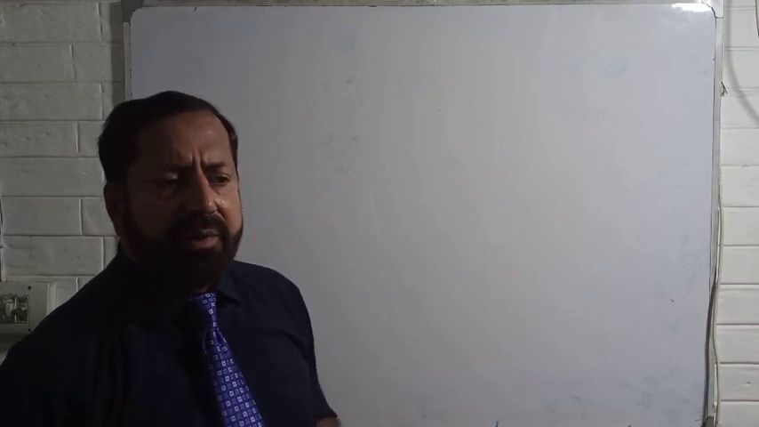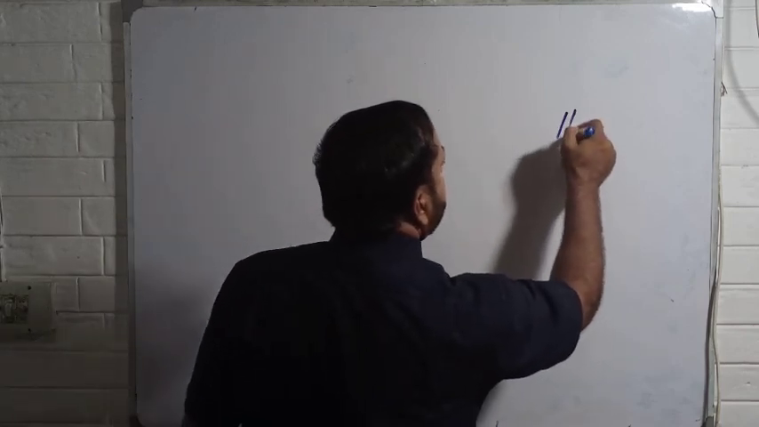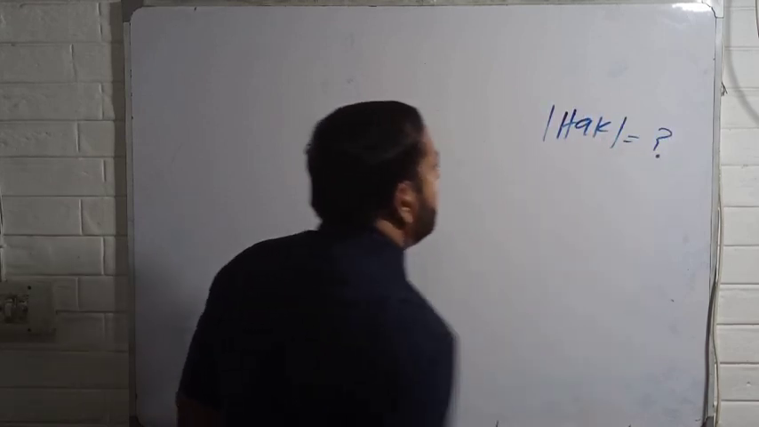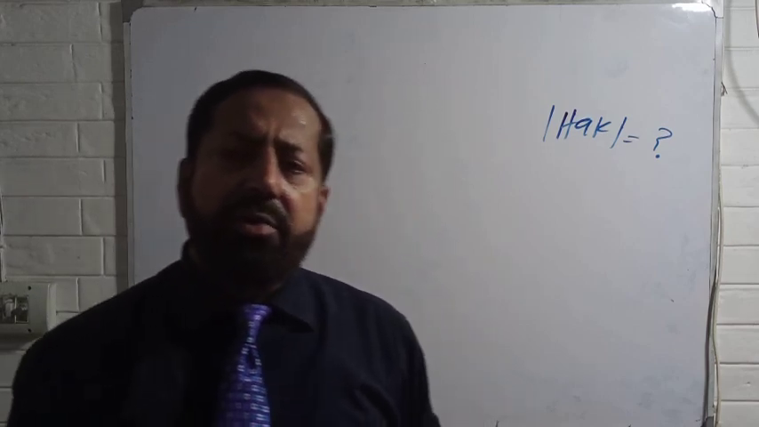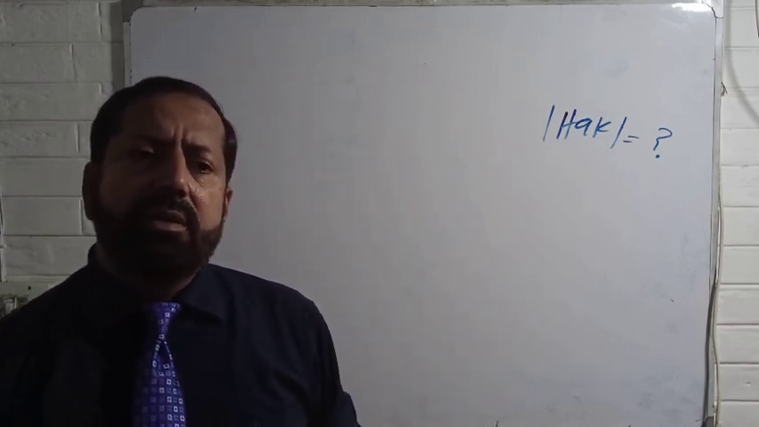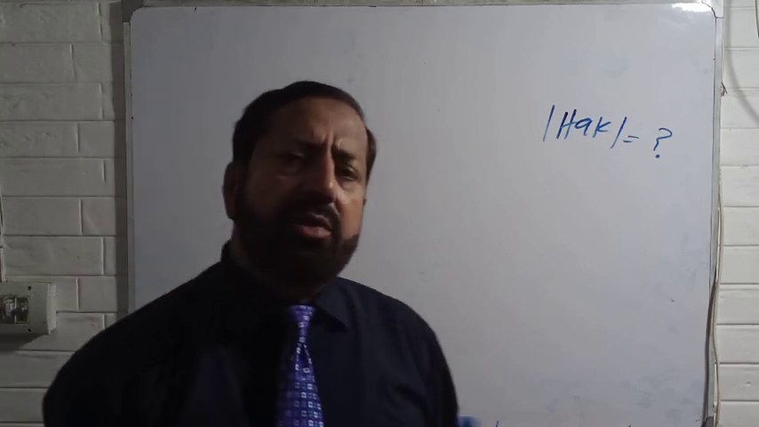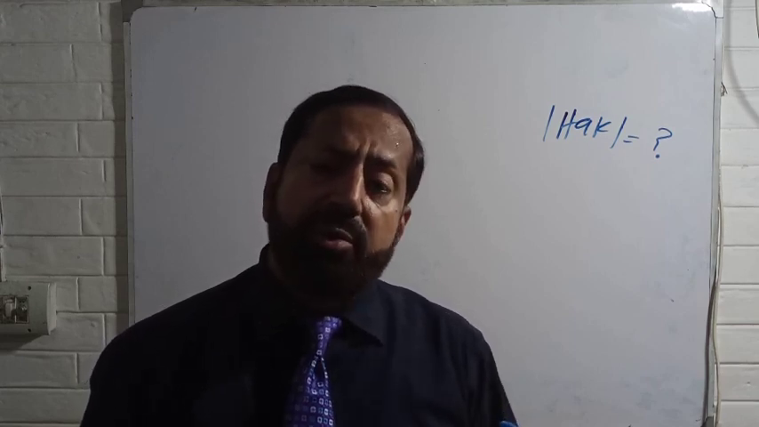Can you find the number of elements in a double coset HAK? What is the order of HAK? This is a natural question: can you find the number of elements in a double coset modulo H, K, determined by A belonging to G? For this we have two more theorems.